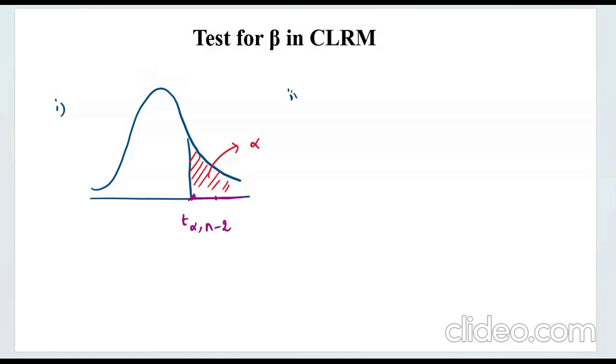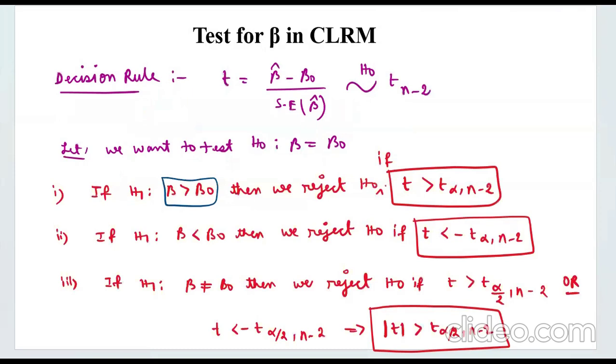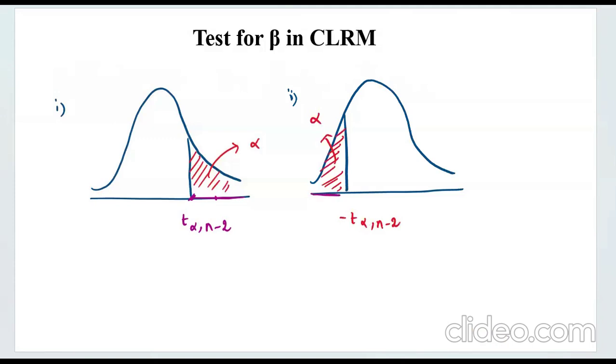Now the second case says this is a left-tailed test. So the rejection region will fall on the left-hand side. This is the rejection region. Now this is alpha and this value is minus T alpha, n minus 2. If your calculated T value falls less than this, in this particular region, you will reject H naught.